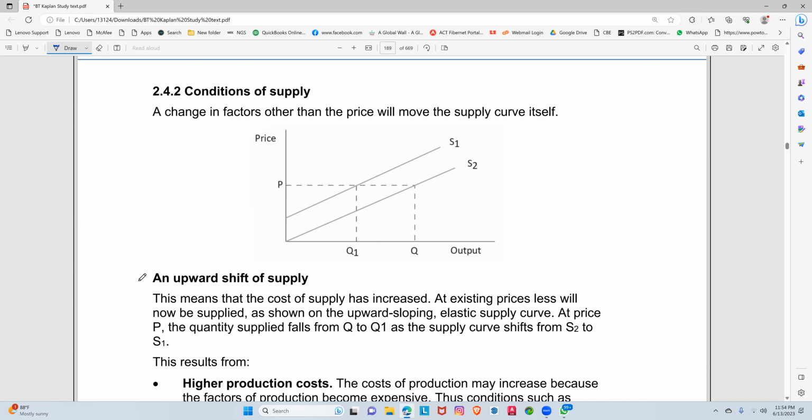Okay, an upward shift of supply. This means that the cost of supply has increased. At existing prices, less will now be supplied, as shown on the upward sloping elastic supply curve. At price P, the quantity supplied falls from quantity to quantity 1, as the supply curve shifts from supply 2 to supply 1. Meaning, how it is going to be supplied now. Now this results from what?